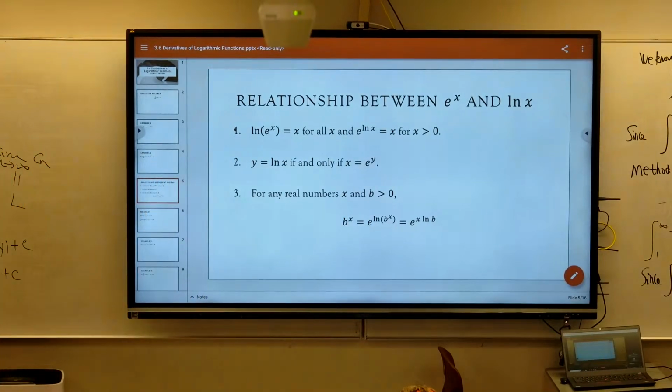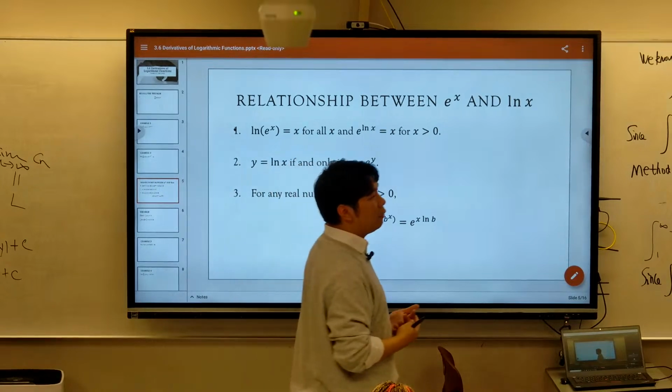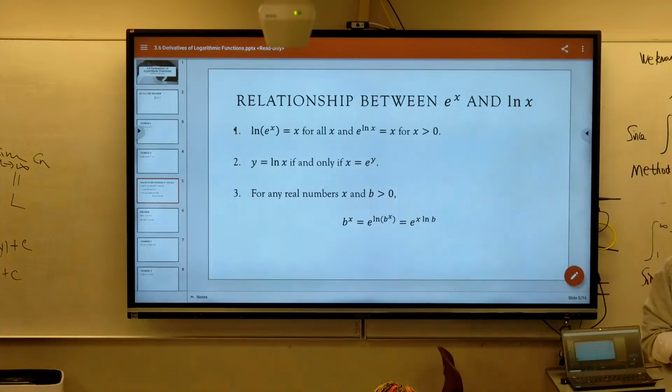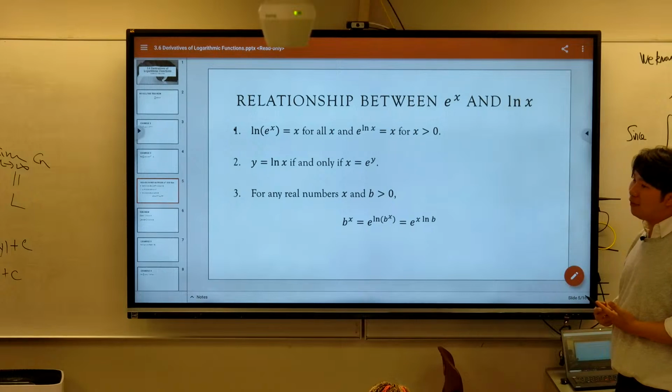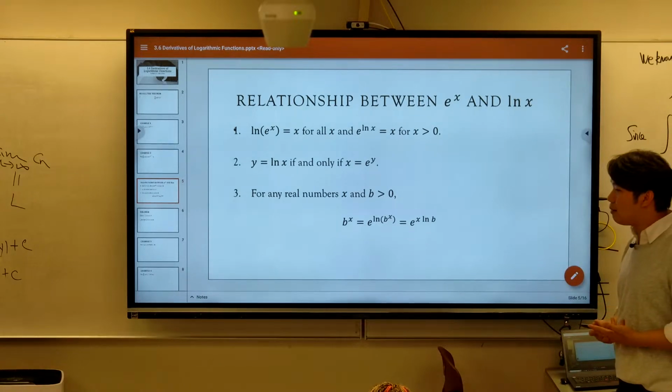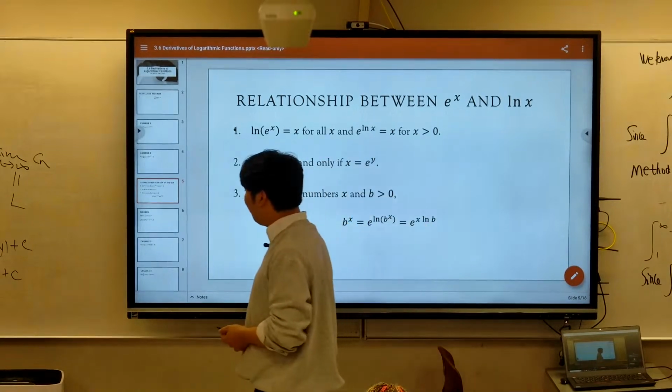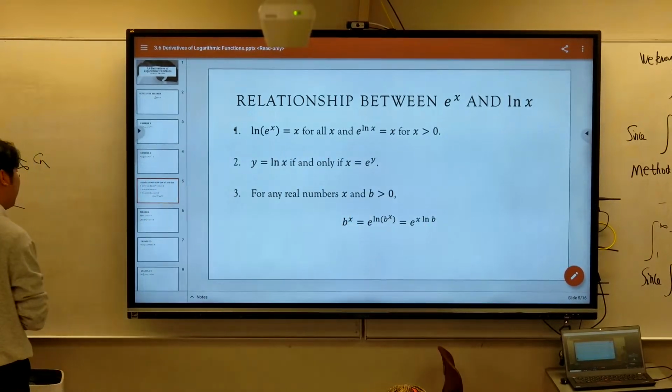So using that idea, as it turns out, e to the x and the natural log of x are inverses of each other. And if I want to be a little bit technical, that means whenever we do our function composition, we can say that they quote unquote cancel each other out. That is, if I do natural log of e to the x, I get x. Or if I do e to the natural log of x as a power, that cancels out and gives me an x. That's the first property.